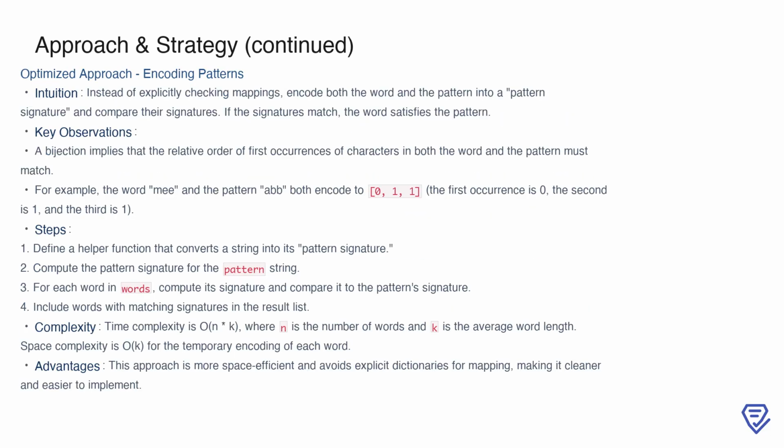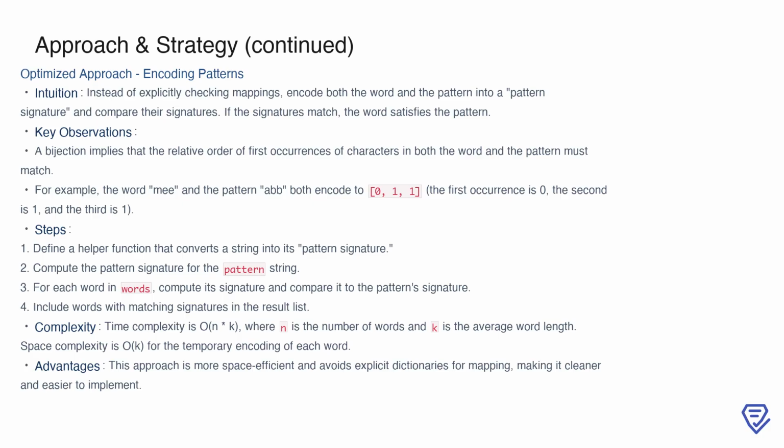To address the limitations of the brute force approach, we can use an optimized method that revolves around encoding patterns. Instead of explicitly mapping characters, we can encode both the word and the pattern into a format that captures the relative order of their first occurrences. For instance, in the word ME, the first M maps to 0, the first E maps to 1, and the second E reuses the mapping for 1, giving us an encoding of 0, 1, 1.